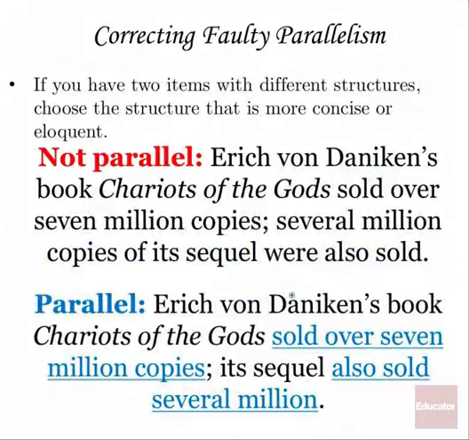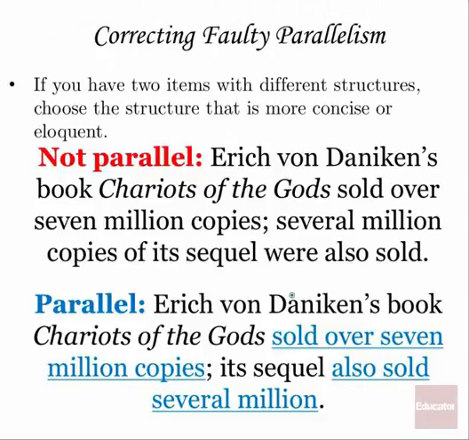If you have two items with different structures, okay, well, now you can't go by majority rule anymore, so what do you do? You choose the structure that is more concise or eloquent. Basically, choose the one that sounds better. Erich von Daniken's book, Chariots of the Gods, sold over 7 million copies. Several million copies of its sequel were also sold. This is a grammatical sentence, but it's not all that parallel, or it's not all that memorable.